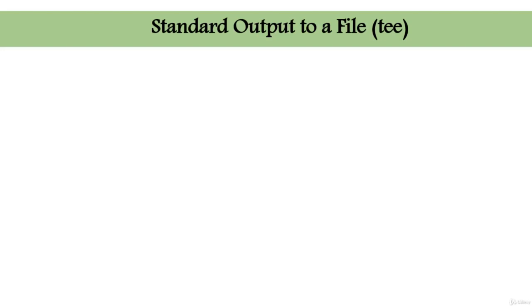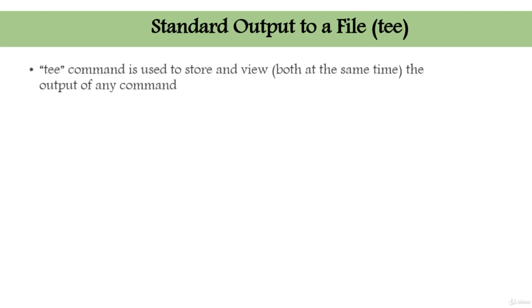Standard output to a file using the tee command. Now we have learned how to actually populate a file using the redirect commands like the greater than sign. You echo something, you output to a file using the greater than sign. Now there's another way that you could do the same thing, using the tee command.